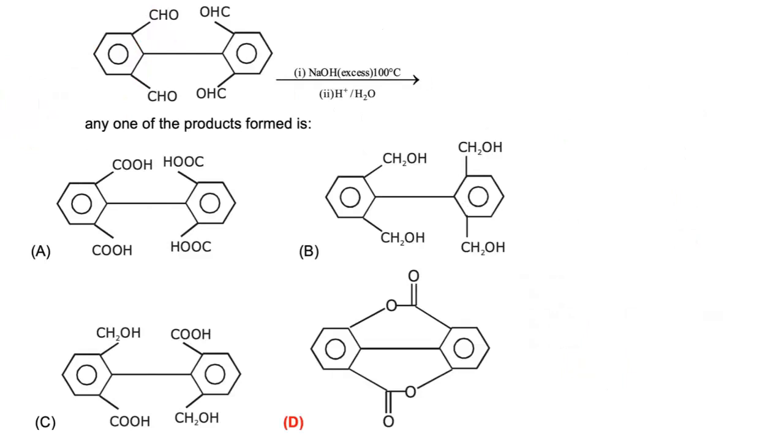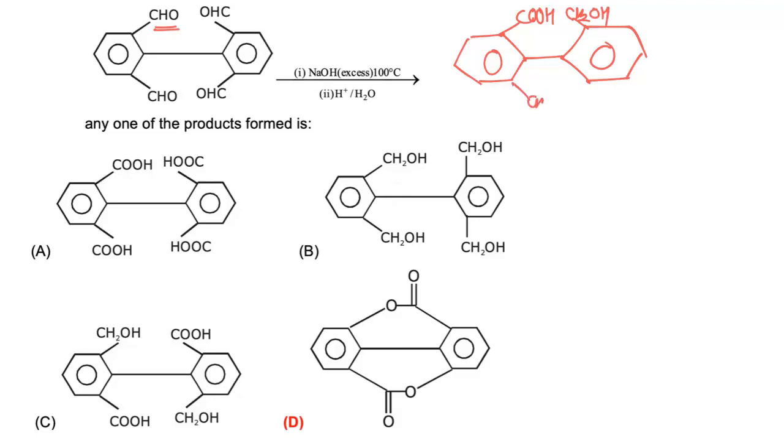In this question, first this molecule is treated with excess of NaOH, then acidification is done. Now in presence of excess of NaOH, this molecule does not have any alpha hydrogen, so it will be converted to one equivalent of acid and one equivalent of alcohol, so it will be converted to COOH and CH2OH, and at this carbon CH2OH and COOH. Now this molecule is formed.